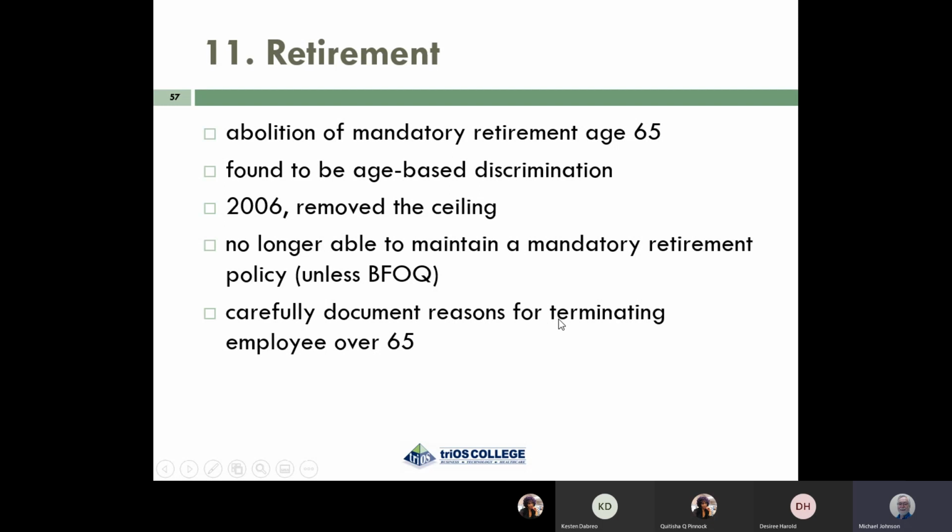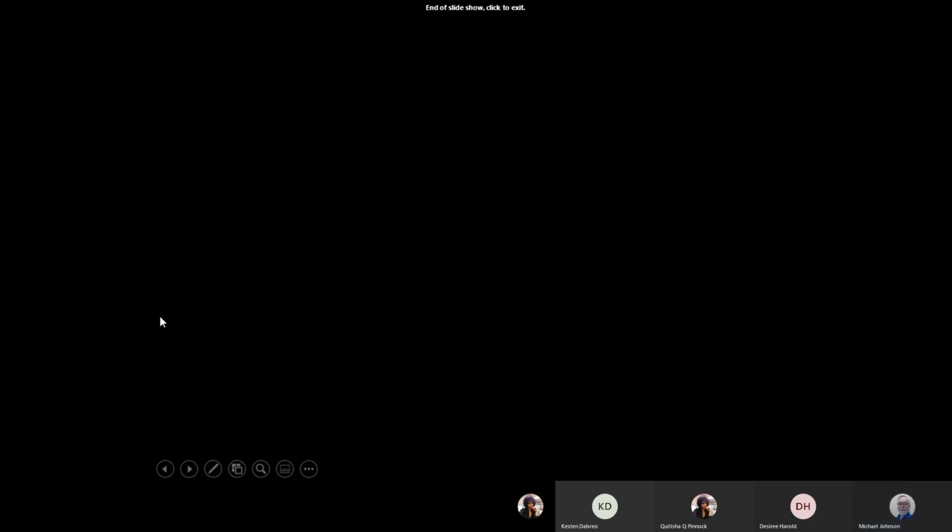Carefully document the reasons for termination of an employee over 65. Again, this could come back to bite you if that individual decides they don't want to leave and you want them to leave. So there has to be a good paper trail.